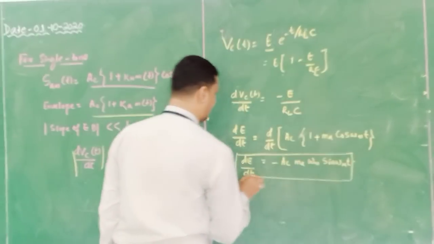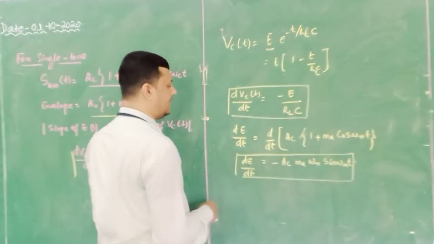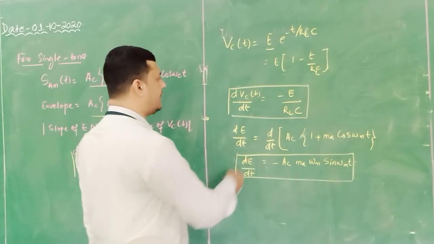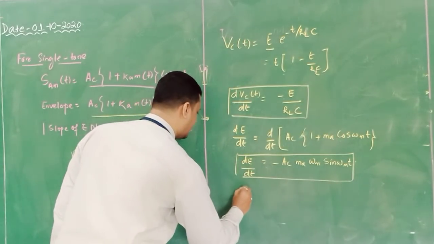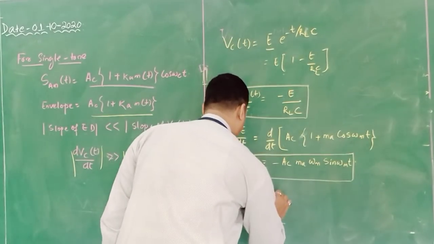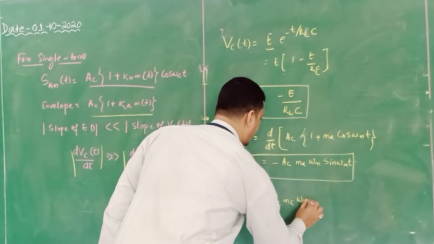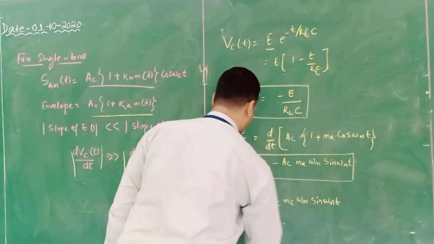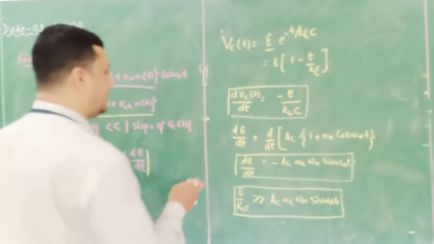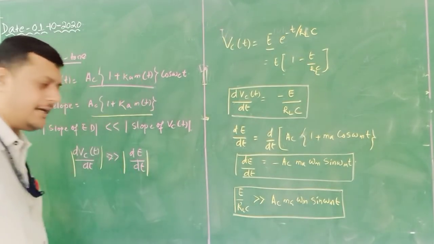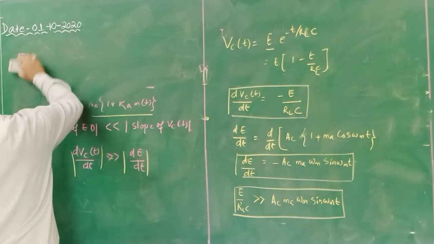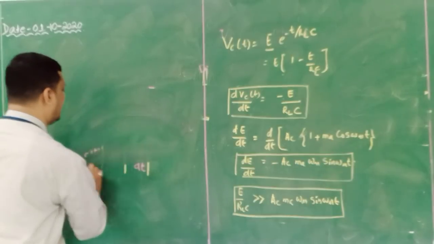Now this is my dE/dt, and this is my dVc(t)/dt. You need to equate these two, because here the maximum values are this much. If you equate it, you will get E by RL into C must be greater than Ac Ma omega_m sin omega_m t. So this is the condition: E by RL C must be much greater than Ac Ma omega_m sin omega_m t. Now here you can see RL is related with respect to the modulation index. Your time constant is related with respect to the modulation index.